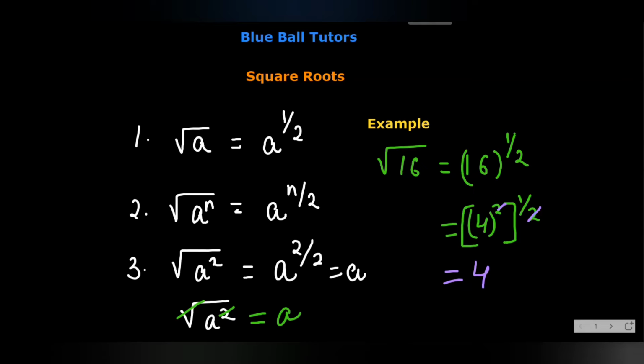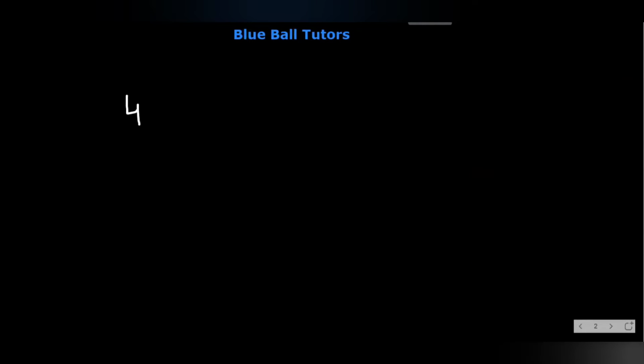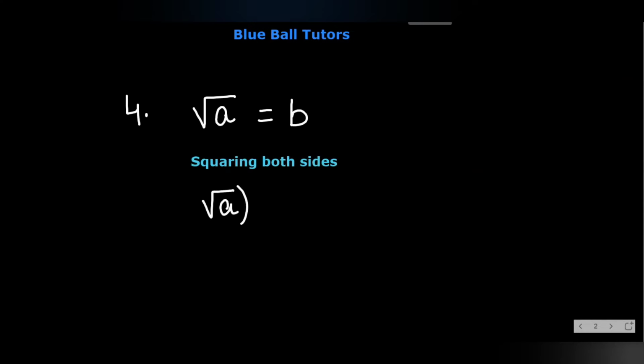Let's take the next important point. The fourth point is: square root of a is equal to b. Then if I do squaring both the sides, I will write square root of a square is equal to b square. Square root and square, as I told, you can cancel. So I can say that a is equal to b square.